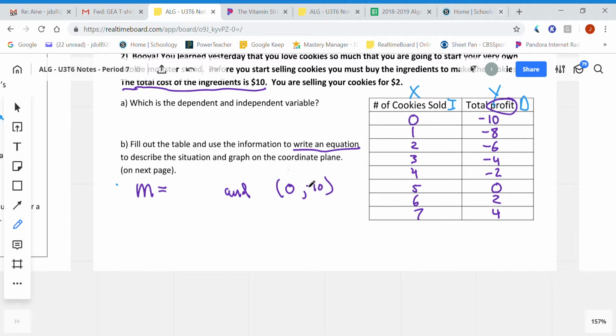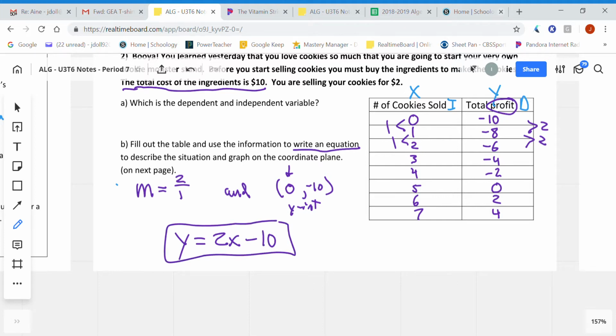And again, I know that's the y-intercept because my x-coordinate is 0. Now, my rate of change here, you can see I increased $2 for every 1 cookie sold. So that makes my slope 2 cookies per $1. Since this is the y-intercept, I can use slope-intercept form, and y is going to equal 2x minus 10. That right there is an equation to represent the amount of profit I'm going to make from my cookie business based on the number of cookies that I sell.